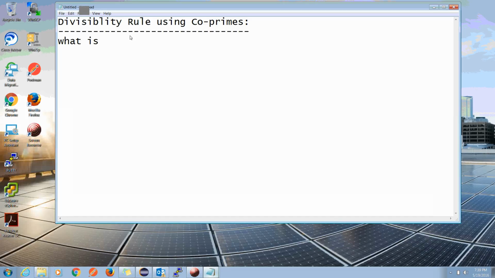What is co-prime? Co-primes are a pair of numbers, and if their HCF is 1, then those two numbers are called co-primes.